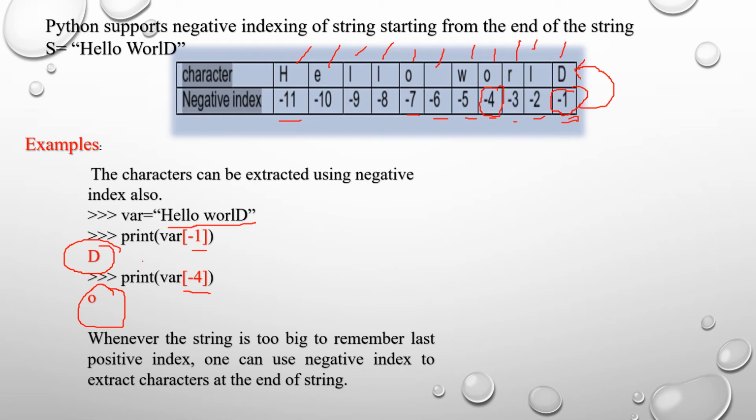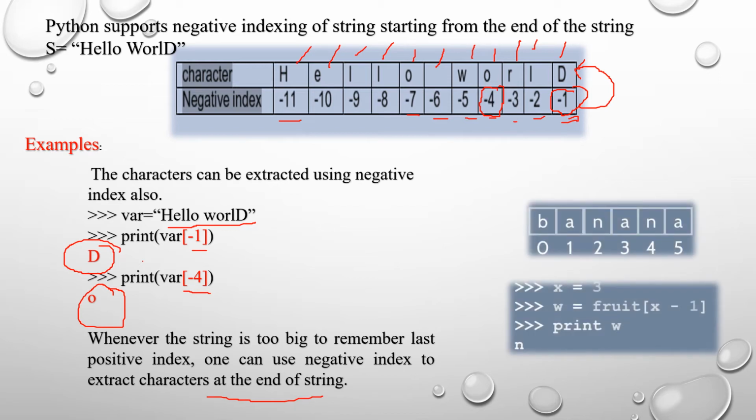Whenever the string is too big to remember the list of positive indexes, one can use the negative index to extract the character at the end of the string. So let's consider one more example.